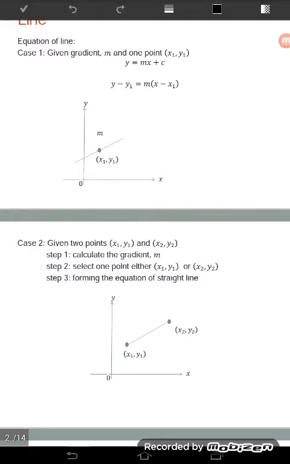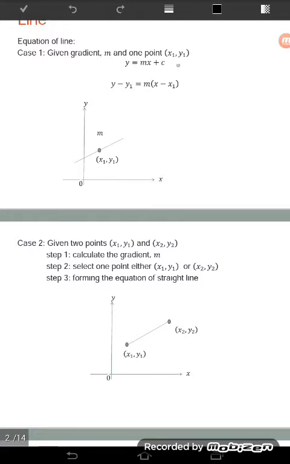Okay, so equation of line. We have two cases. First case, it is given the gradient m and 1 point. Okay, so diberi gradient kecerunan dan satu titik. Okay, so for the first case we have two formula.